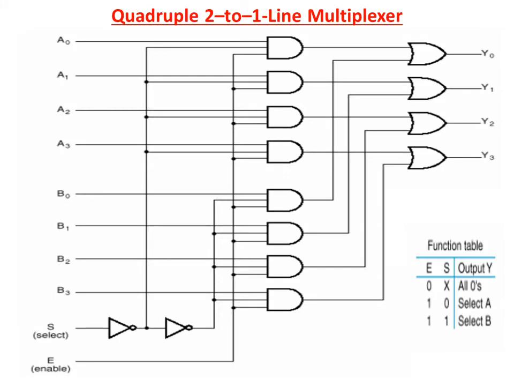Quadruple 2 to 1 line multiplexer. Here the two inputs are A and B, and the selection line, and an enable line are also available. Here an active high enable input is applied, so whenever the enable input is low, all outputs are 0. And there is one selection line: when S is equal to 0, input A is selected, and when S is equal to 1, input B combinations are selected. This is the function table for quadruple 2 to 1 line multiplexer.